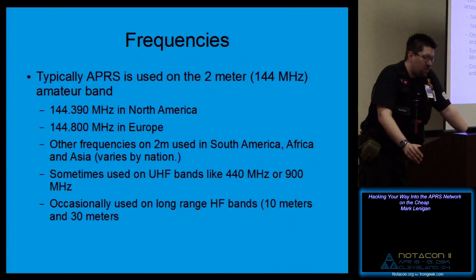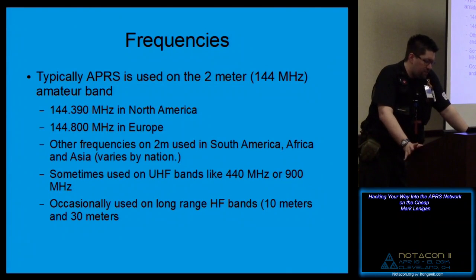And in really high use areas, like maybe the West Coast of the US or New York City or Chicago, sometimes you'll see APRS packets being transmitted on UHF bands, like the 70 centimeter 440 megahertz band, or the 33 centimeter 900 megahertz band. That's starting to become more common.